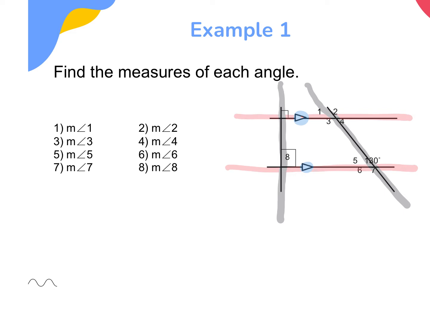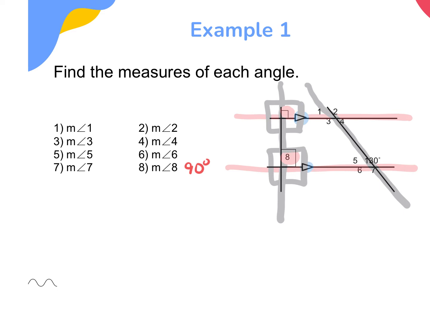For angle 8, that one's easy to see, and they've even given us the little box. But notice this angle here is corresponding to angle 8. So even if it didn't have the little box around 8, you could recognize that they're corresponding angles, in the same corresponding spot. So angle 8 is 90 degrees.